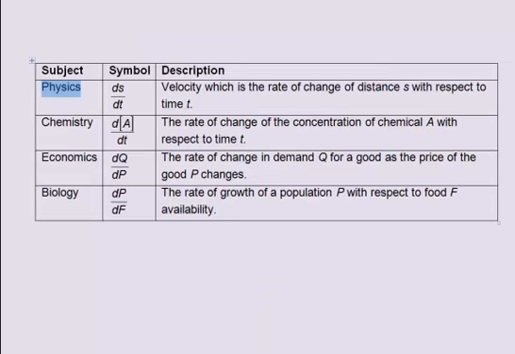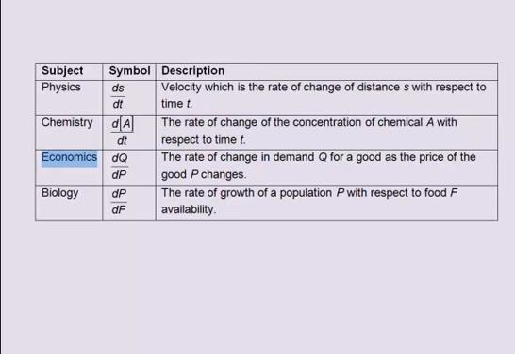Subject: physics. Symbol: ds by dt. Description: velocity, which is the rate of change of distance s with respect to time t. Subject: chemistry. Symbol: dA by dt. Description: the rate of change of the concentration of chemical A with respect to time t.